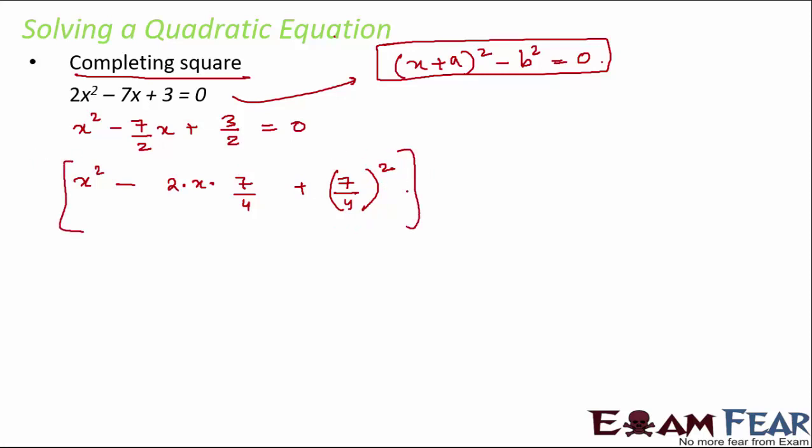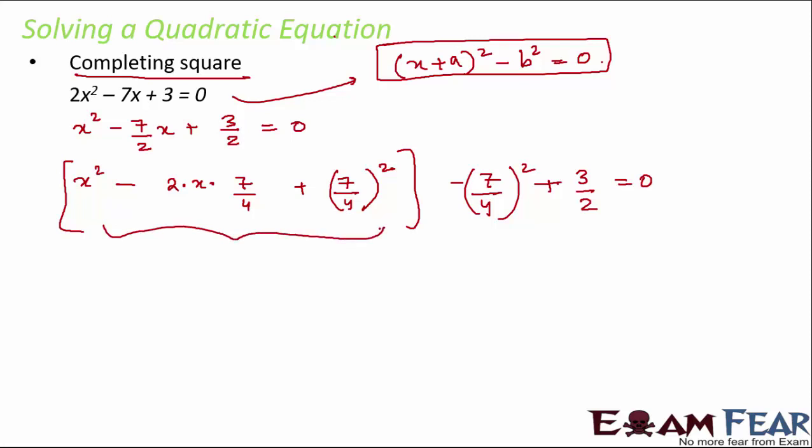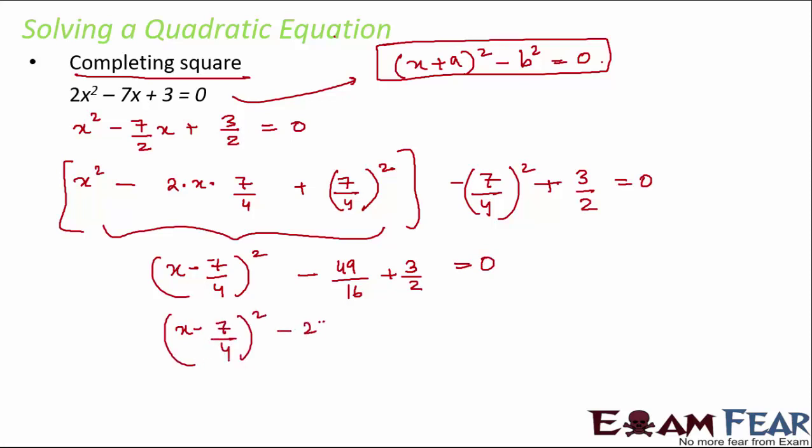So if we write it this way, what we are doing is adding one additional term to this equation. Therefore, we need to subtract this from the equation. So minus 7 by 4 whole square, and then we anyways had plus 3 by 2, which will remain as it is. So in this case, what do we see? This entire thing is in the format of a square minus 2ab plus b square. So this becomes a minus b whole square. And then we have here 49 by 16 plus 3 by 2 is equal to 0. So this is x minus 7 by 4 whole square minus 25 by 16 is equal to 0.